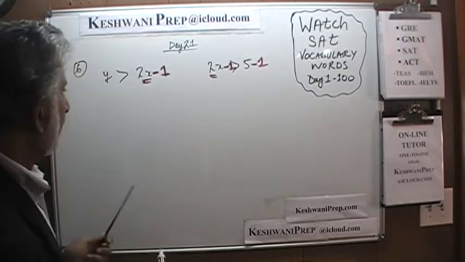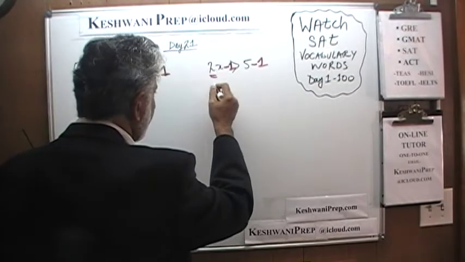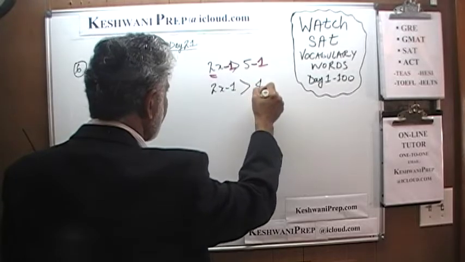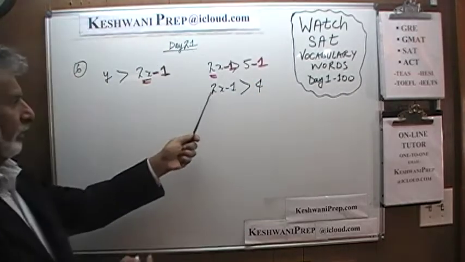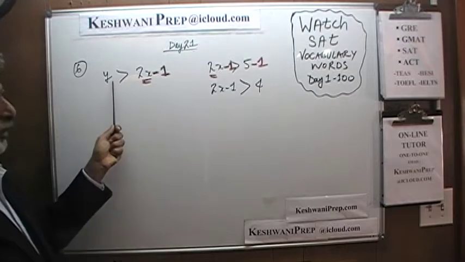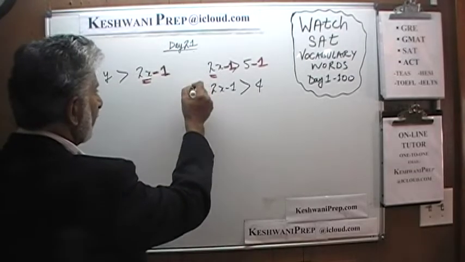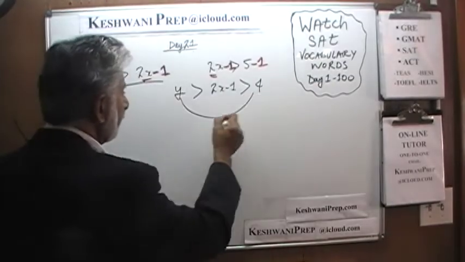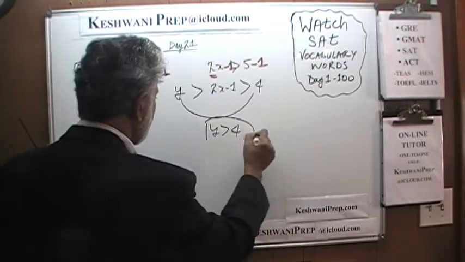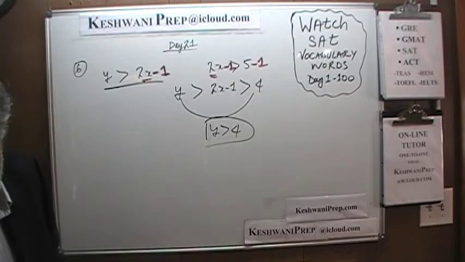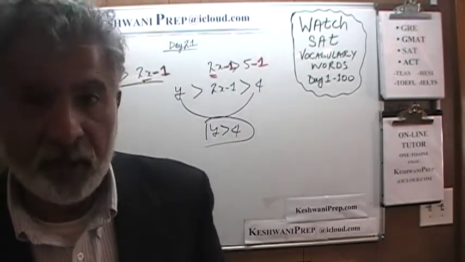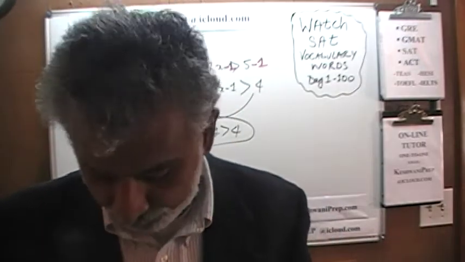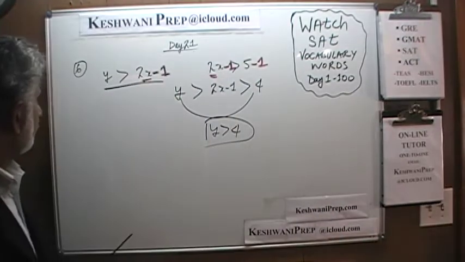There you go. So this tells us that 2x minus 1 has to be greater than 5 minus 1, which is 4, and 2x minus 1 in turn we are told is greater than y. But there you go. This is what we conclude, that y must be more than 4. Y has to be greater than 4, because if a is bigger than b and b is bigger than c, then a must be bigger than c, obviously. Let's carry on, shall we?